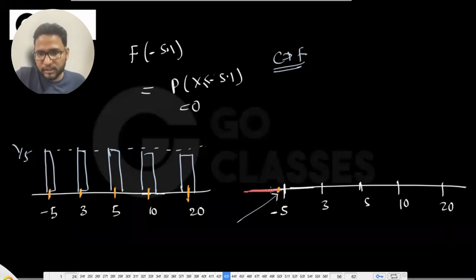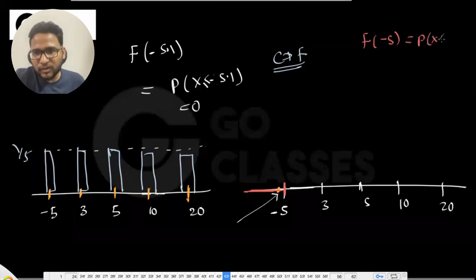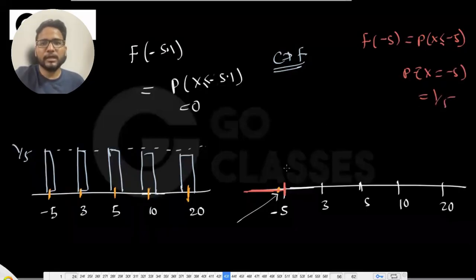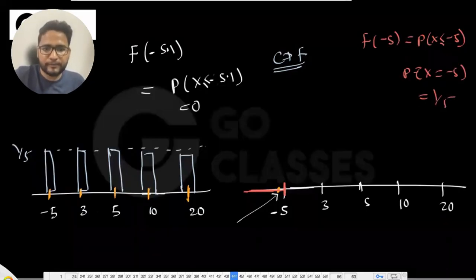It was 0 initially till this point. Now at this point, since the PMF is 1 by 5, the CDF is also 1 by 5. The reason is that F(-5) is P(X less than or equal to -5), and there is no other lesser value, so this is the same as the PMF, which is 1 by 5. Okay, at this point it got 1 by 5. Does this make sense?